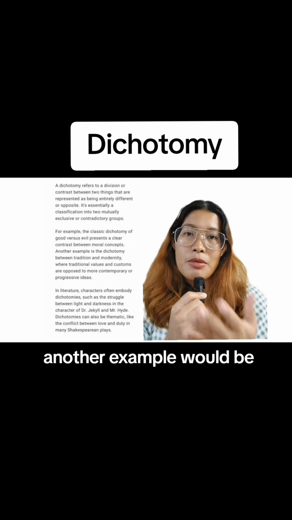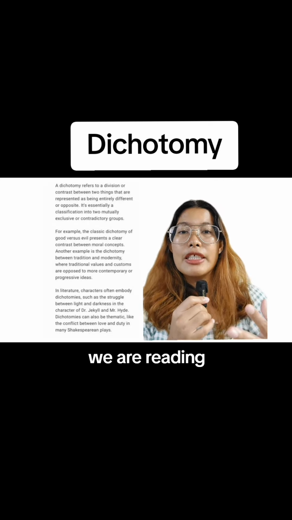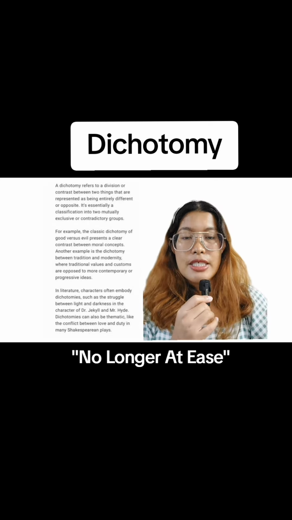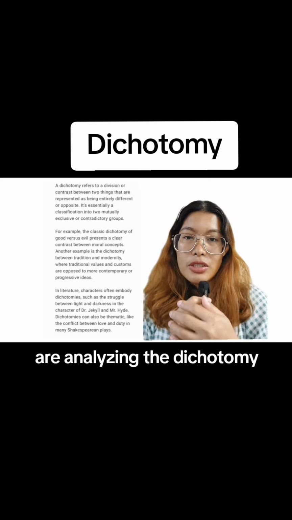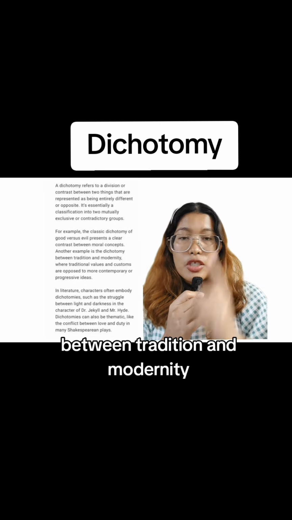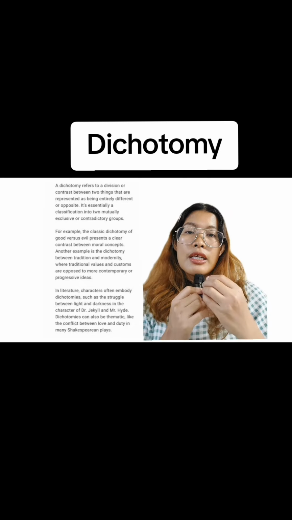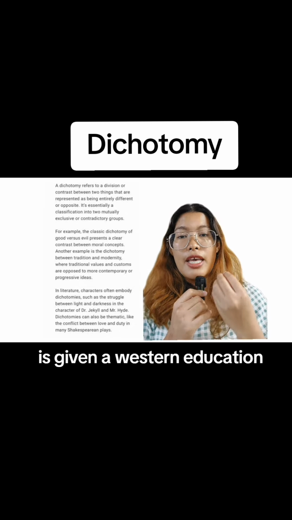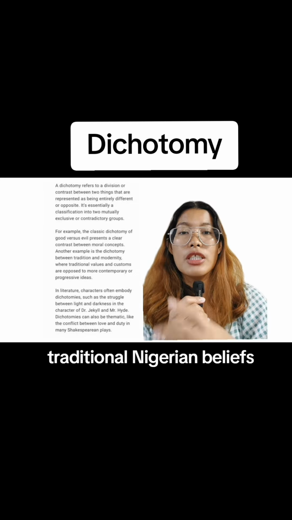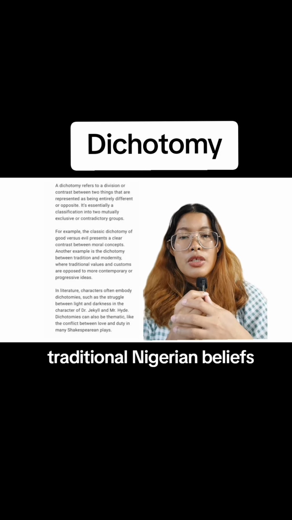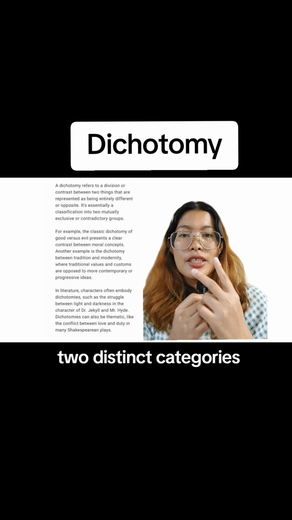Another example would be in terms of theme. For example, in my DP2 classes right now, we are reading Chinua Achebe's No Longer at Ease. And my students are analyzing the dichotomy between tradition and modernity. Because the protagonist there, Obi Okonkwo, is given a Western education. However, it clashes with traditional Nigerian beliefs. So that's dichotomy, two distinct categories.